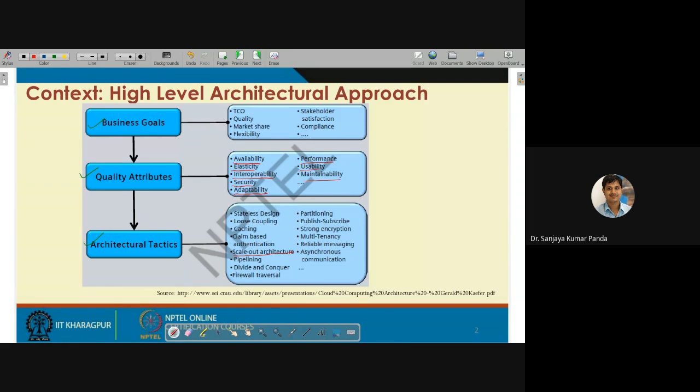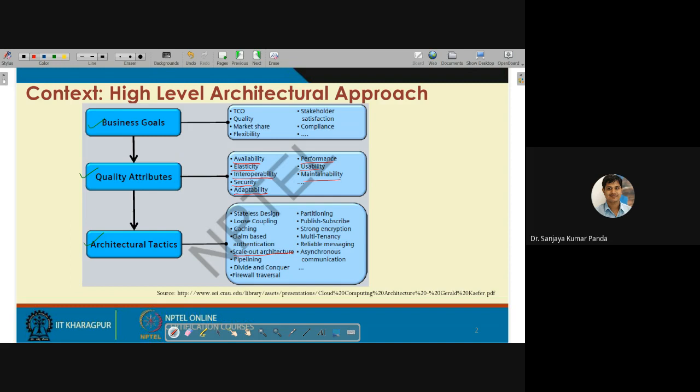What do you mean by horizontal scaling and vertical scaling? Like if you see building construction, suppose a building has 2 floors and I want to make another floor on top of the second floor. So is it horizontal scaling or vertical scaling? Can anybody tell? Suppose in a particular building you have some floors, you want to add some floors. Is it horizontal or vertical? Vertical scaling. Vertical scaling, right?